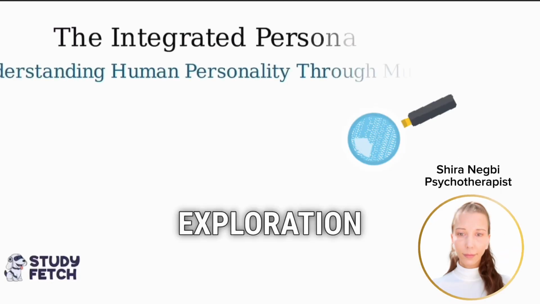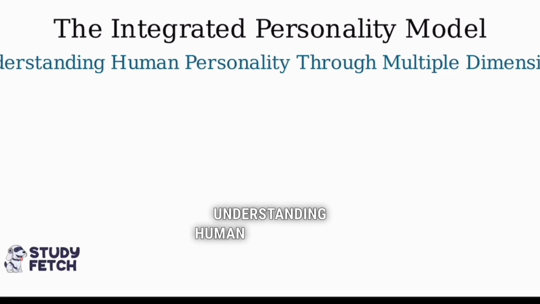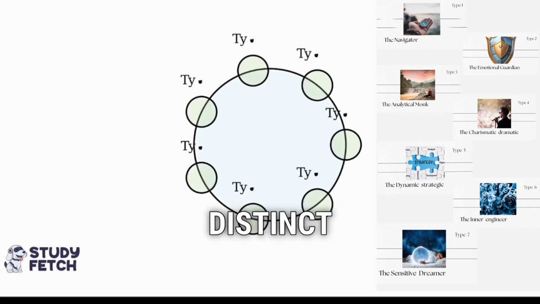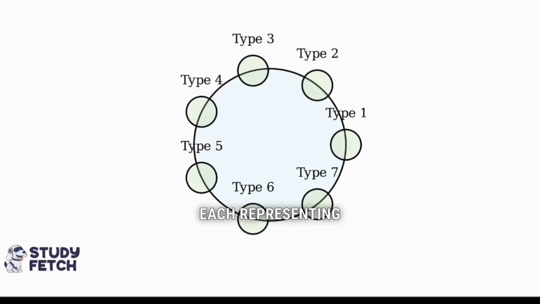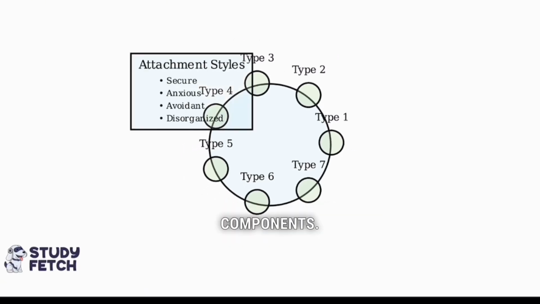Welcome to an exploration of the Integrated Personality Model, a comprehensive framework for understanding human personality. At the heart of this model are 7 distinct personality types, each representing a unique combination of traits and characteristics. The model integrates 4 major psychological components.